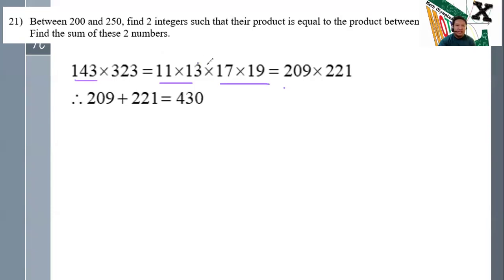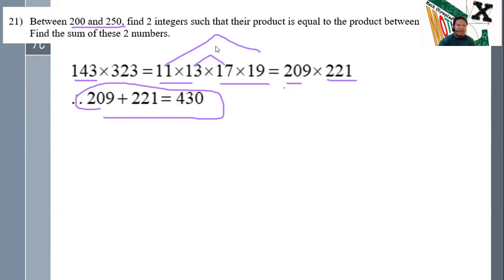We can regroup this and try to find two numbers that will create that product. As you can see, if you have 11 times 19, that's 209. And 13 times 17 will give us 221. So these numbers are in between 200 and 250. It's a little bit of rearrangement of the factors. So the numbers are 209 and 221. The sum of these two numbers is 430.